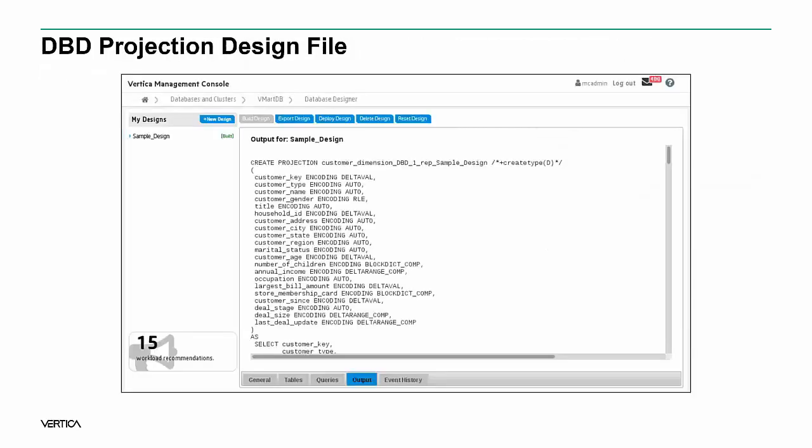When the DBD completes, it creates an output file with all of the proposed projection definitions. You can edit this file to tweak those definitions, or accept it as is and deploy the design to build them.